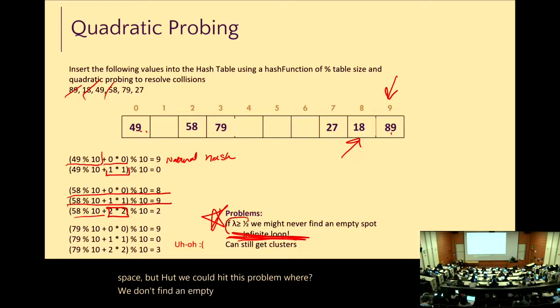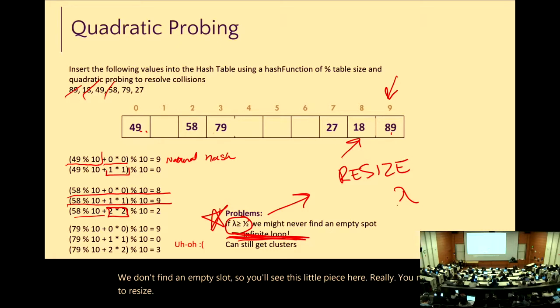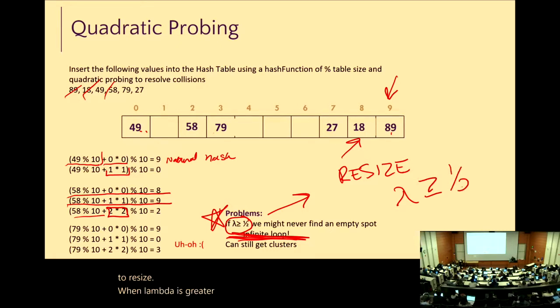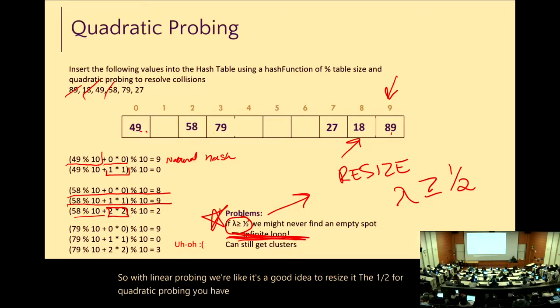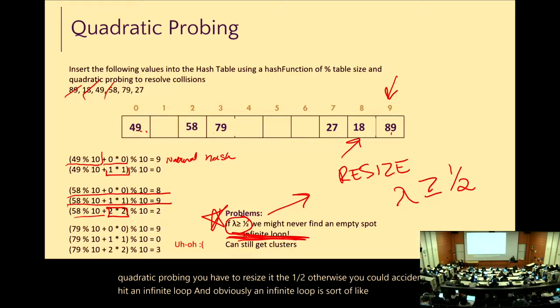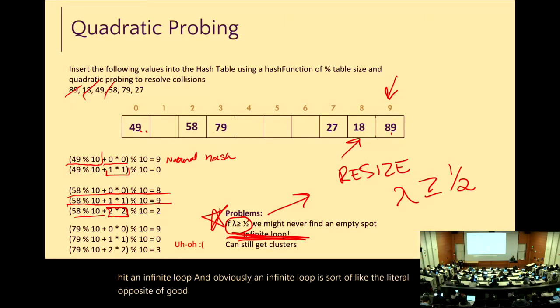So you'll see this little piece here. Really, you need to resize when lambda is greater than or equal to 1/2. So with linear probing, it's a good idea to resize at the 1/2. For quadratic probing, you have to resize at the 1/2. Otherwise, you could accidentally hit an infinite loop. And obviously, an infinite loop is the literal opposite of good runtime, because that's just spending instructions to do literally nothing, right? That's going to cause a crash.